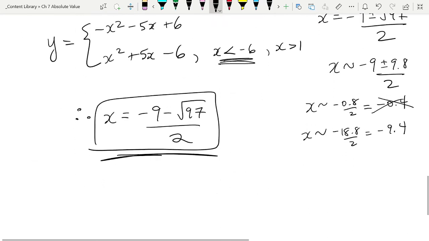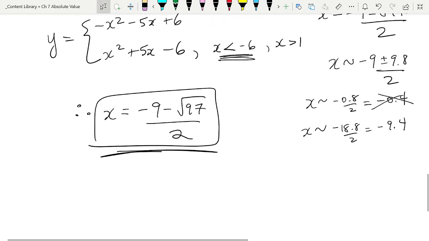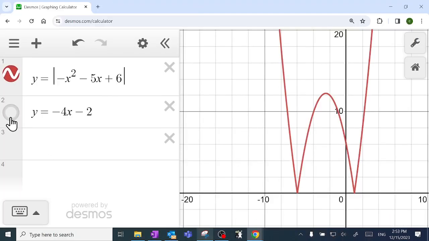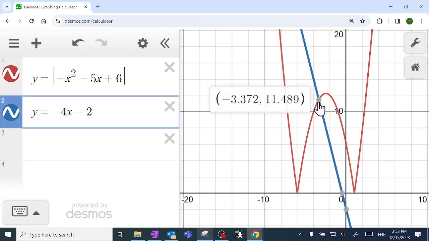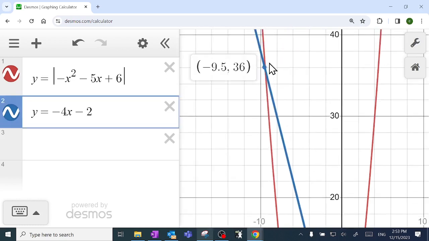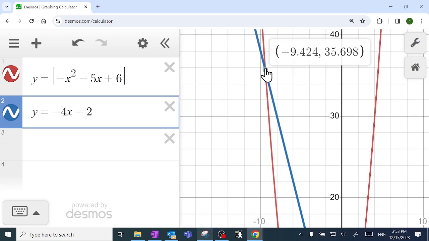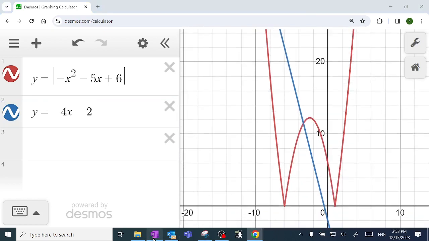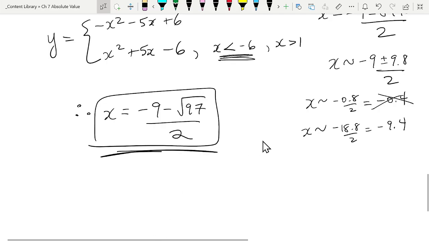So if you actually take a look at the Desmos of it, here's the graph. I hope this works. There we go. There's the function, and there's the graph, and as you can see, yep, it hits at that decimal, which, what did I say? Negative 3.4 was my estimate. That's pretty darn close. And my estimate for the other one was negative 9 point something. There's our negative 9 point something. So, yep, it's 2.